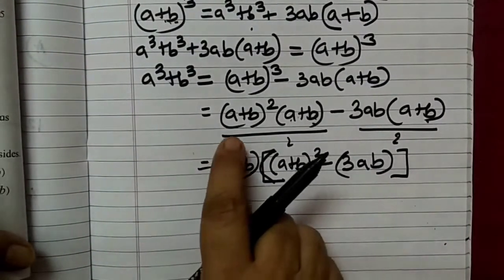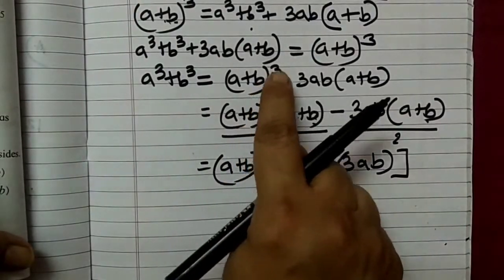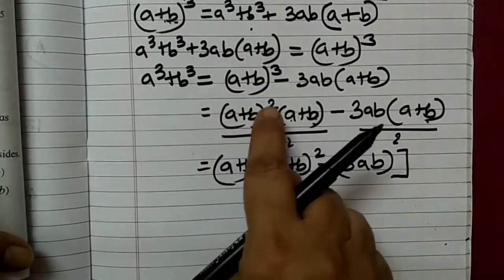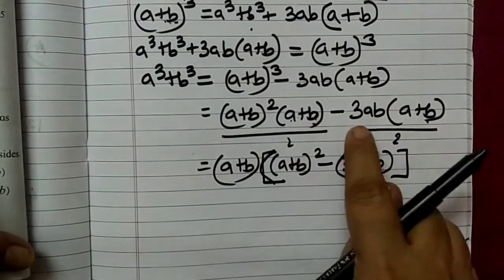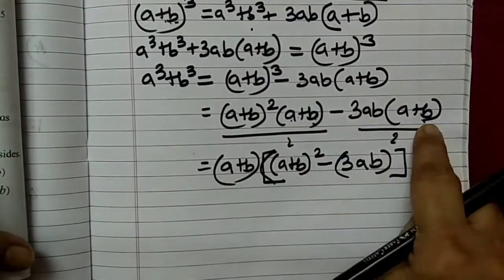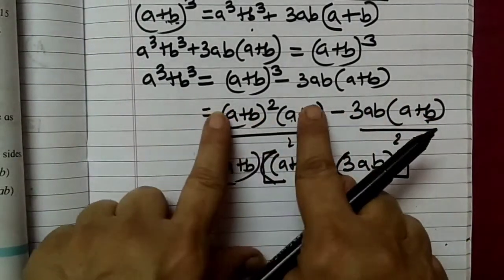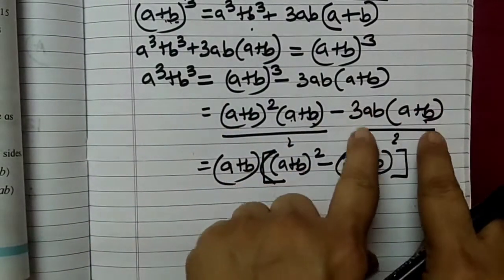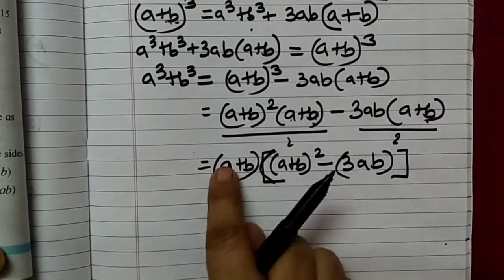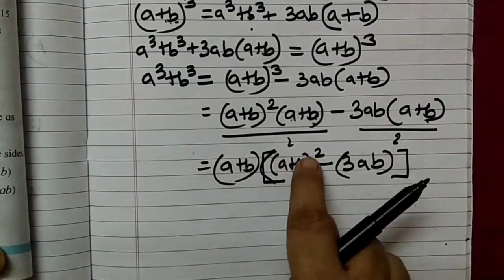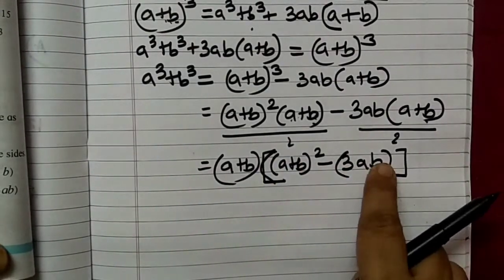Have you understood this step? A plus b whole cube I have written as a plus b whole square into a plus b, and this I have kept as it is. Now between these two terms, this complete is one term, this complete is one term. A plus b I will take out common. What is left here? A plus b whole square minus 3ab.